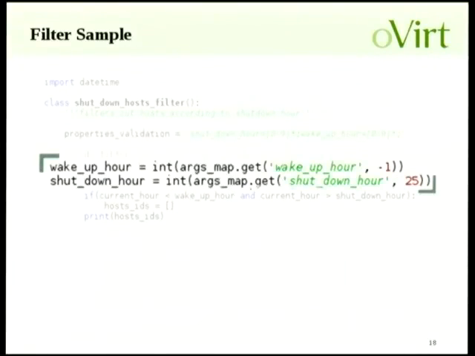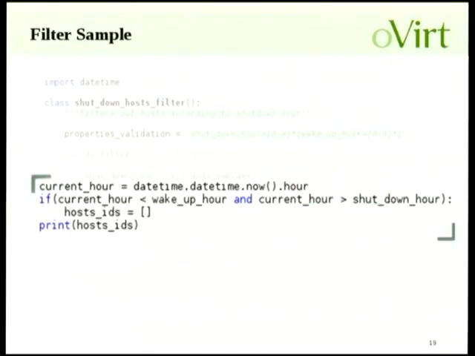This is how you get the custom properties from within the filter. Basically, I didn't tell you what the filter is all about, but here you can see we get the time, and if the time is within the interval that we get from the user, then we return all the hosts that we got. If not, we just exclude all the hosts from the filter. That's kind of a bank example.